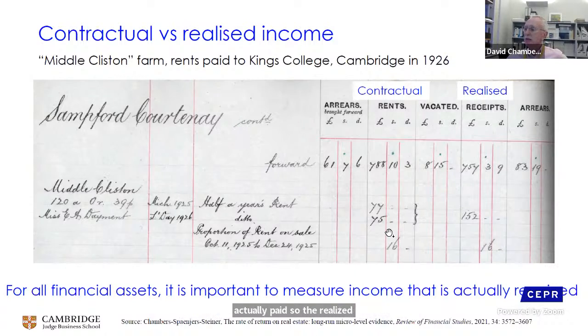In this case, the contractual rent was 77 plus 75 pounds, 152 pounds, and that was the rent that the tenant actually paid. So we know in this case they're the same thing, but that is not always the case. And when we're computing total returns to real estate, we want to be using the realized rents to compute the income component.